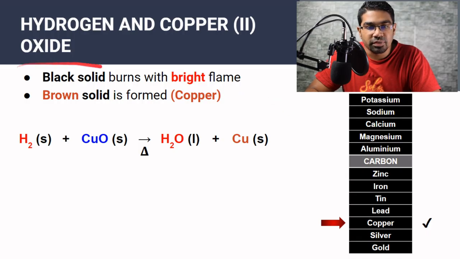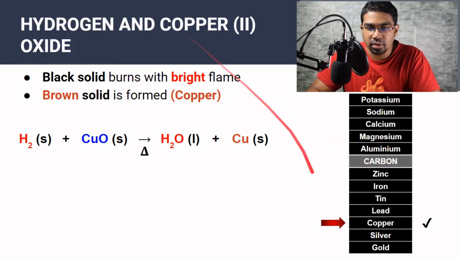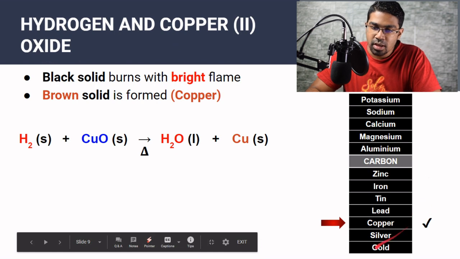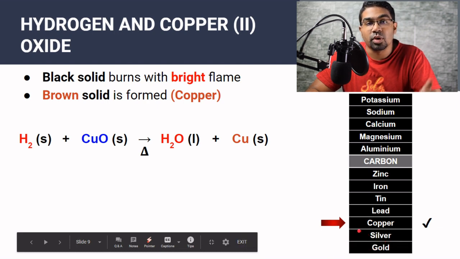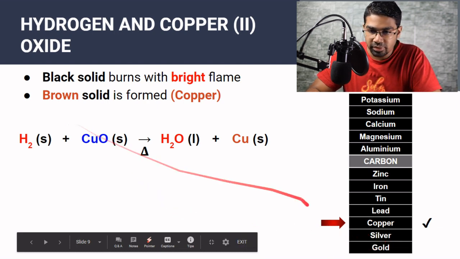Let's look at the reaction of hydrogen with different metals. Let's start with copper. Copper is low down the reactivity series. Silver and gold are highly unreactive. They don't even react with oxygen. That's why they can be found as pure metals in nature. So let's start with copper.